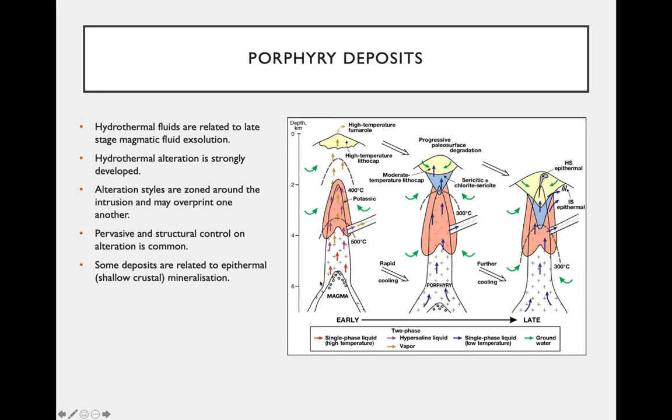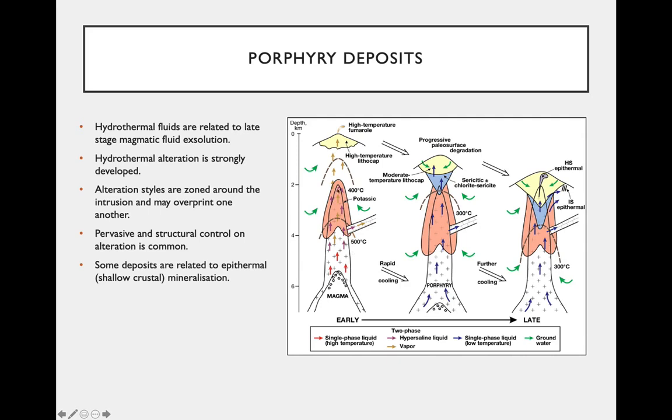So here's a schematic of a porphyry deposit. As we stated, the hydrothermal fluids are related to late stage magmatic exsolution, and we get strongly developed hydrothermal alteration. The top zone is dominated by potassic. The relatively hot zone is potassic. At lower temperatures, we get a sericite-chlorite style. And then at the top, we have our sort of fumarole, and this is where our hydrothermal system or volcano is existing.